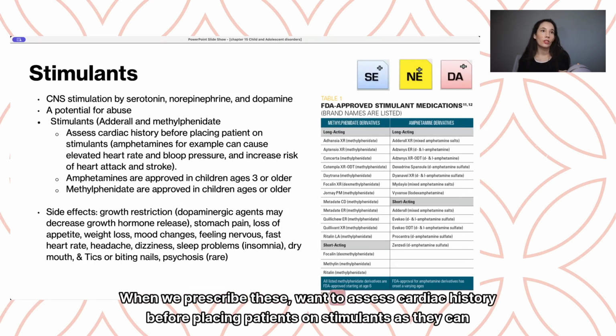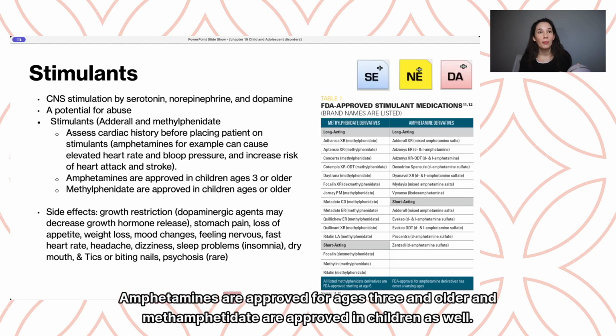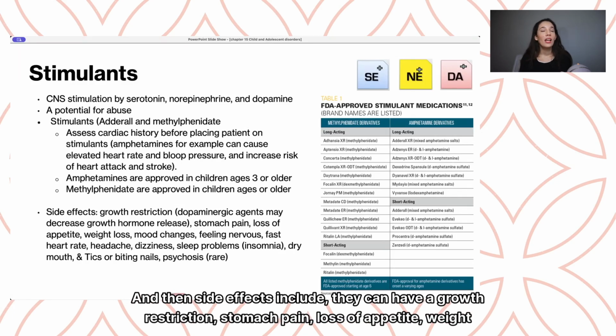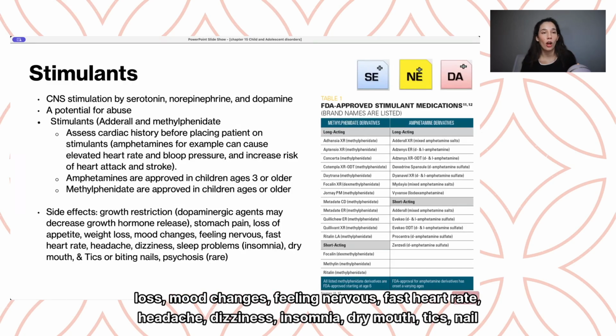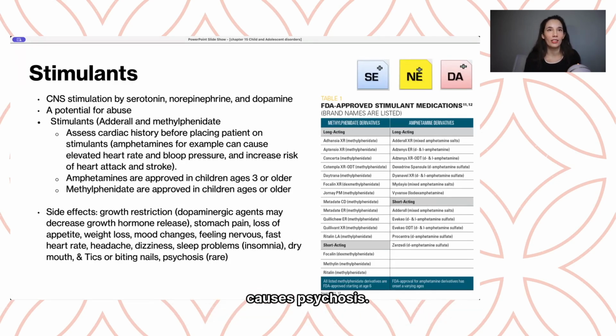When we prescribe these, we want to assess cardiac history before placing patients on stimulants, as they can increase heart rate and blood pressure and have an increased risk of heart attack and stroke. Amphetamines are approved for ages 3 and older, and methylphenidate are approved in children as well. And then side effects include they can have a growth restriction, stomach pain, loss of appetite, weight loss, mood changes, feeling nervous, fast heart rate, headache, dizziness, insomnia, dry mouth, tics, nail biting, and sometimes psychosis because we're stimulating the brain and increasing dopamine, which causes psychosis.